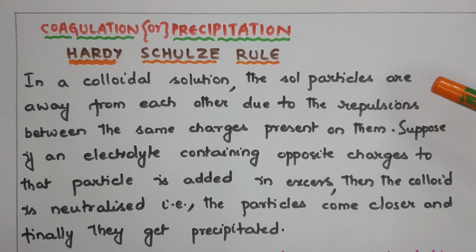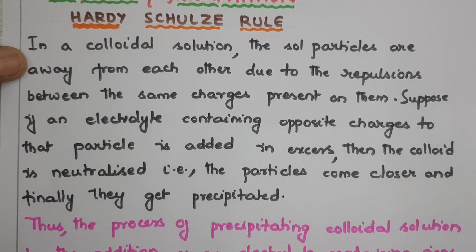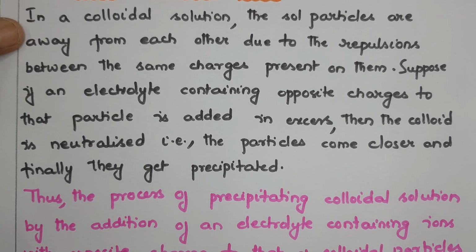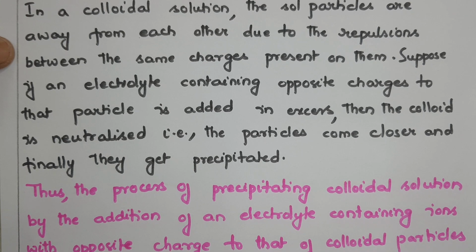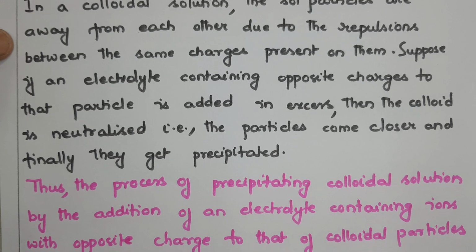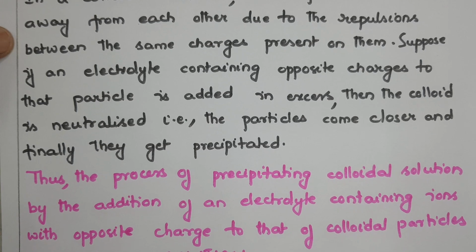Previously the sol particles are away from one another because of the repulsive forces between the same charges. Now you are adding an electrolyte containing opposite charges in excess. Then the colloidal solution is neutralized. That means the particles will be coming closer, they move close to one another, and finally we see that they get precipitated. Thus the process of precipitating a colloidal solution by the addition of an electrolyte containing ions with opposite charge to that of colloidal particles, this phenomenon we call coagulation or precipitation, students.